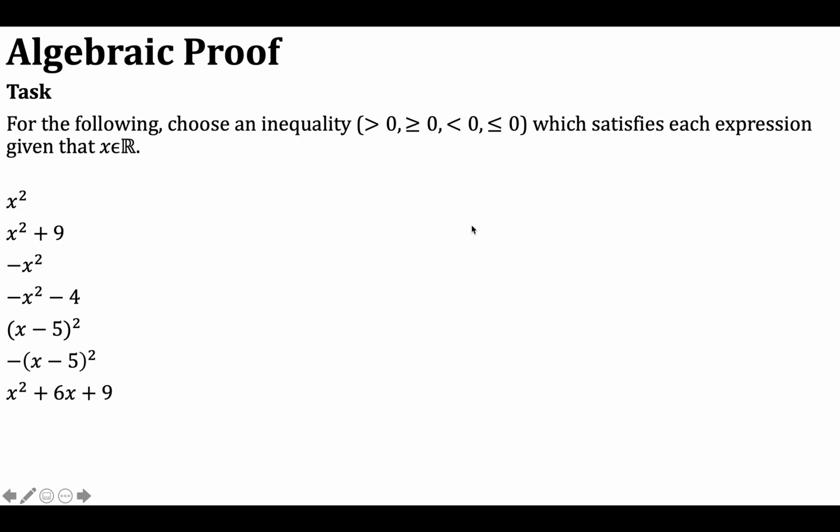Now, I'll do the first one with you, and then you can pause the video and have a try at the others, have a wee think about those. So, if we had x in the real numbers, and we have x squared, firstly, if we take x to be a positive number, x squared would also be positive. If x was 0, then x squared would be 0. And if x was negative, well, a negative squared is a positive. So for x being any value in real numbers, x squared has to be greater than or equal to 0. So at the moment, I would pause the video and have a wee look at the others here and see if you can work out what they would be.